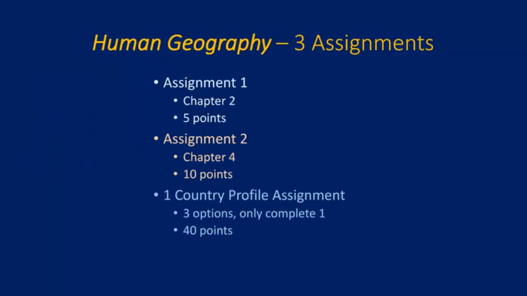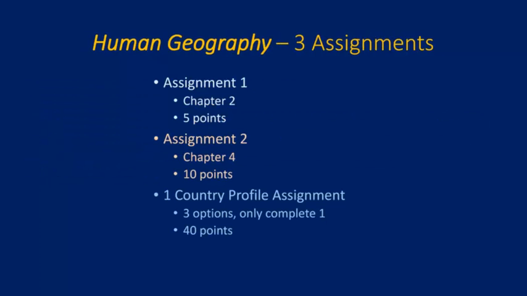First off, we've got assignment 1, which is located in chapter 2. So assignment 1 will be something that will be due during the first week of the semester. It's only worth 5 points. It's a very, very simple assignment. Step up the degree of difficulty for assignment 2, which will be found in chapter 4, and that's worth 10 points. Then there's the country profile assignment.